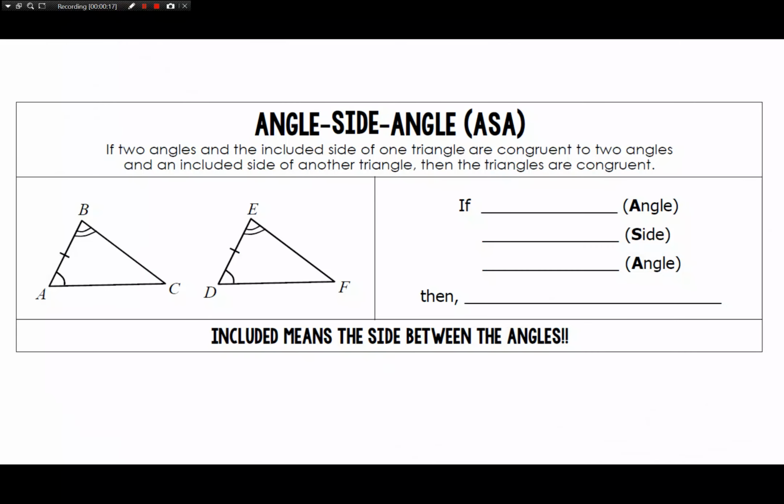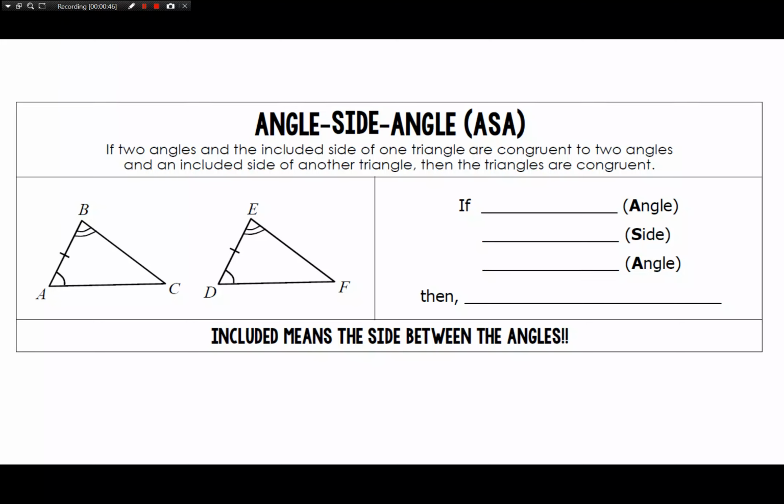Firstly, the angle-side-angle theorem, also known as ASA, says if two angles and the included side of one triangle are congruent to two angles and the included side of another triangle, then the triangles are congruent. What this basically means is, if you have two angles congruent and the side between those two angles congruent, then the triangles are congruent.